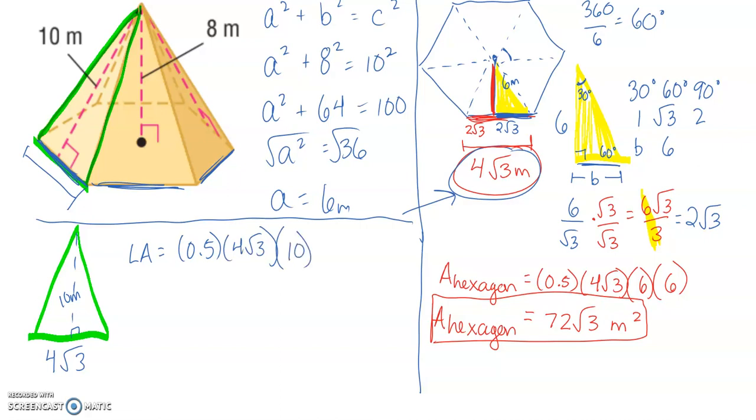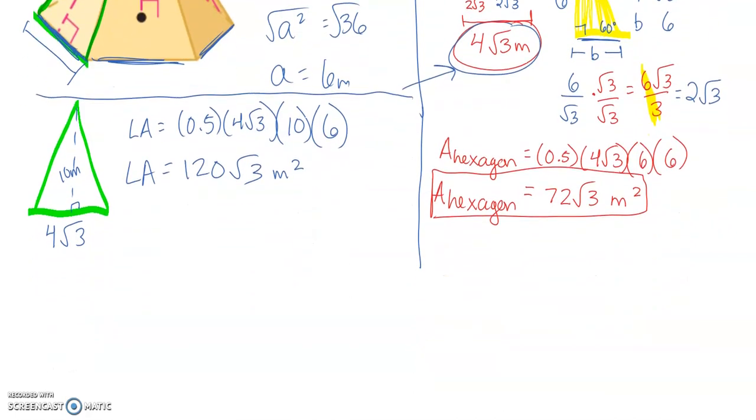And then you have to multiply by how many triangles we have. So if I look at the pyramid, there's 6 different triangles, so I'm going to multiply by 6 of them. So for the lateral area, I'm going to do 1/2 times 4 times 10 times 6, which gives me 120. And then you can't drop that root 3. And that's going to be meters squared. So still not done. This is so fun.